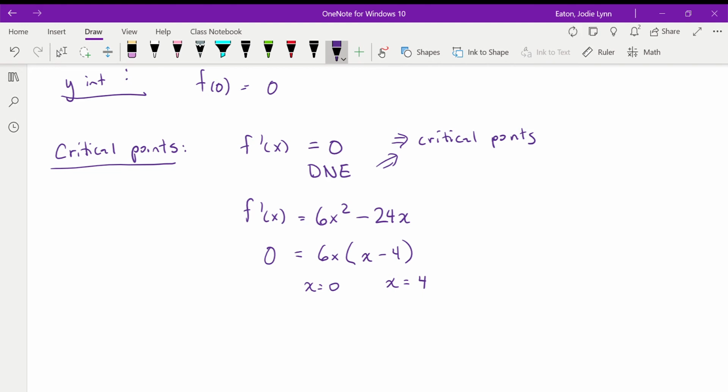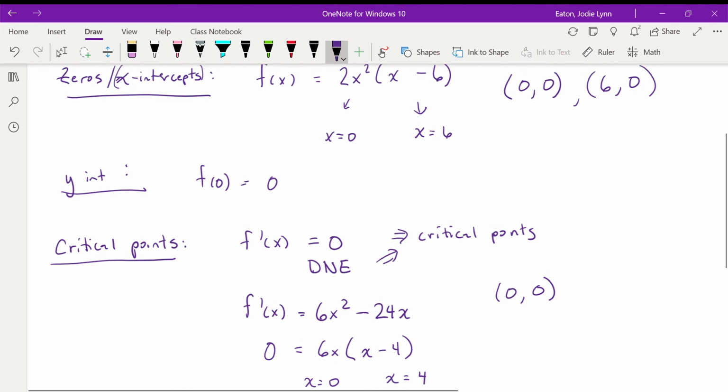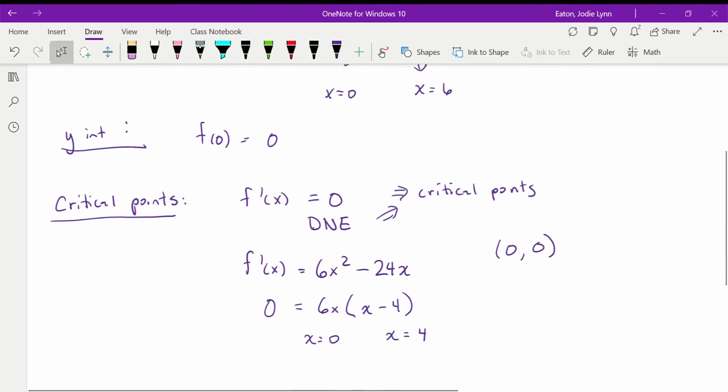Now we want to also find the y values of these points. If we plug in 0, we know the y value is 0 because that's also our y-intercept, and we calculated the x-intercept here. Now we're going to plug in 4, not into our derivative equation, but into our original equation. So 2 times 4 cubed, 4 cubed is 64, 2 times 64 is 128. 128 minus 12 times 16, we wind up with negative 64 for our y value.